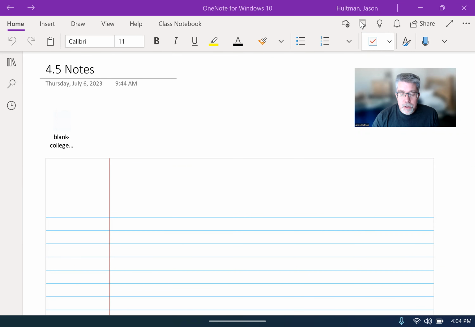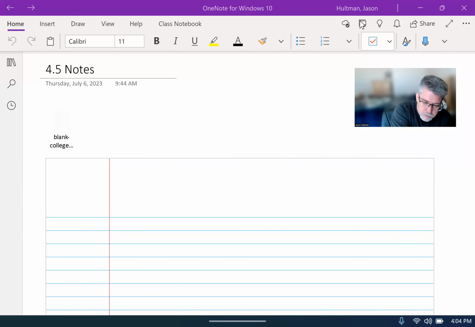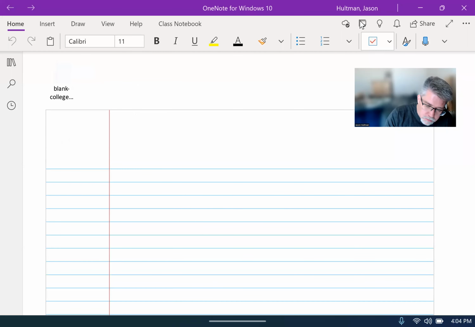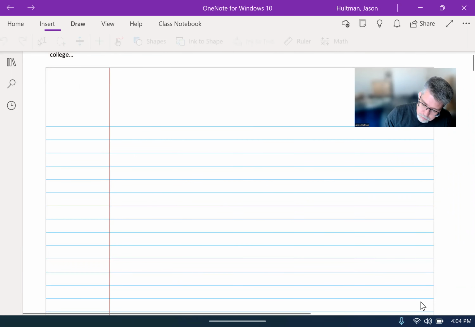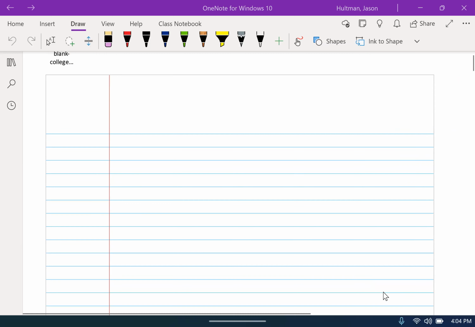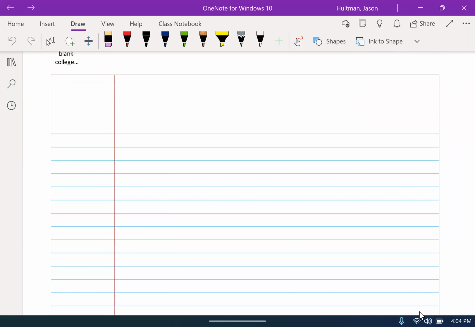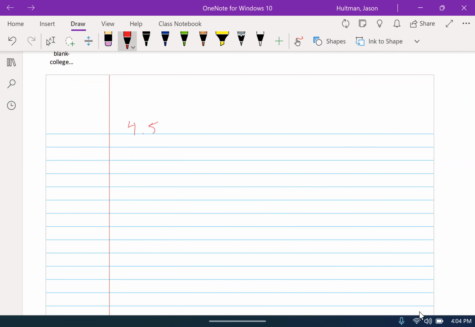Okay, welcome students to session 4.5, linear dependence and linear independence. Let's get into today's notes. Okay, 4.5 is linear dependence and linear independence.